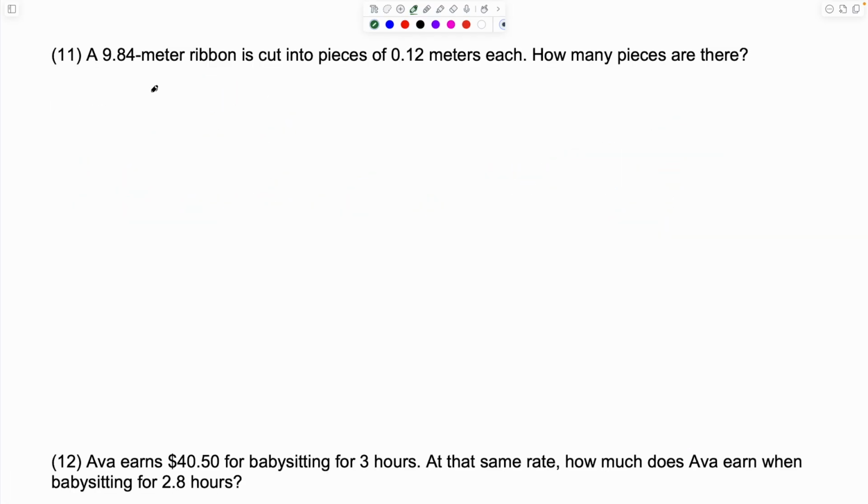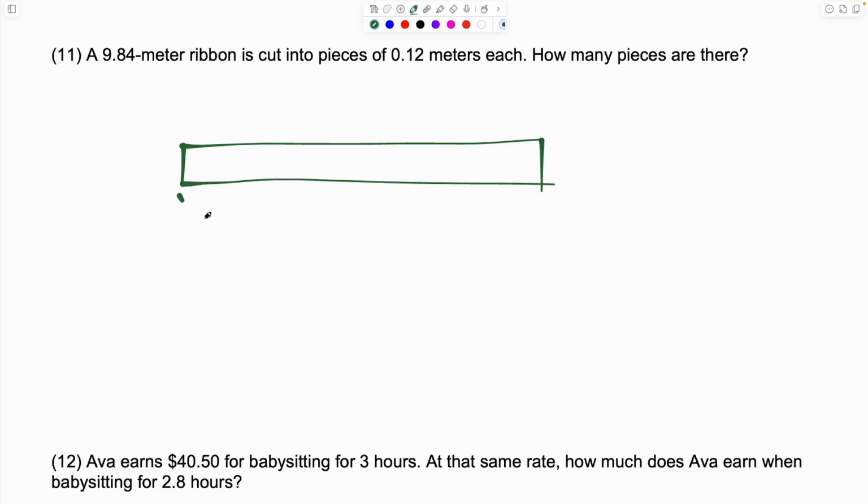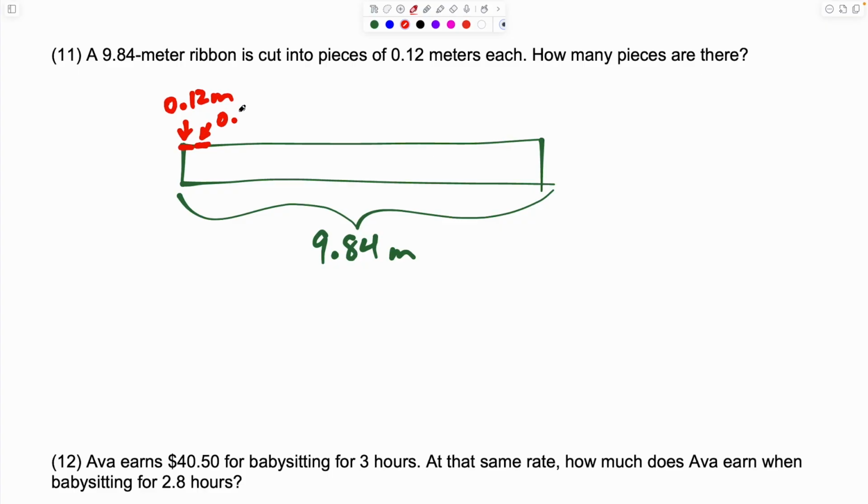Question 11, a 9.84 meter ribbon is cut into pieces of 0.12 meters each. How many pieces are there? So for this one, we're starting out with a piece of ribbon that is 9.84 meters long. Okay, so this ribbon over here is, let's say, 9.84 meters long. And we're cutting them into pretty small pieces. Okay, we're cutting this big piece into small pieces. And each small piece here is 0.12 meters. So the question is, how many of these could we cut from the big piece? All right, that's the question here.